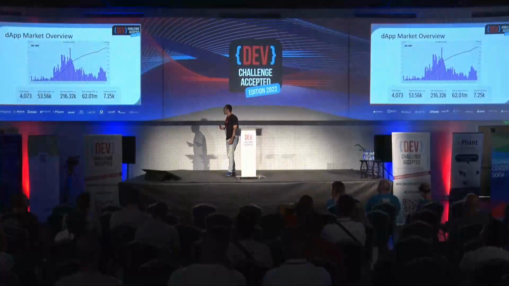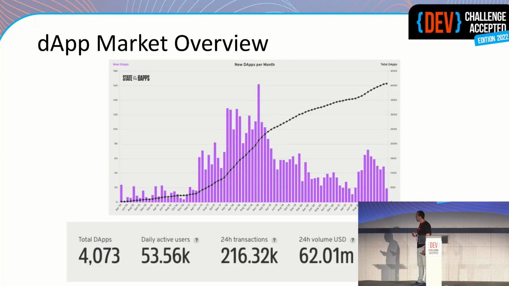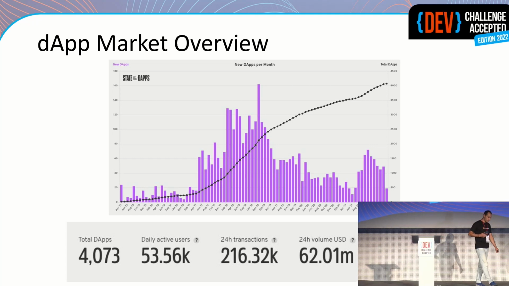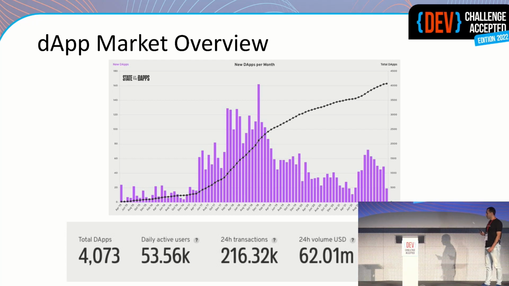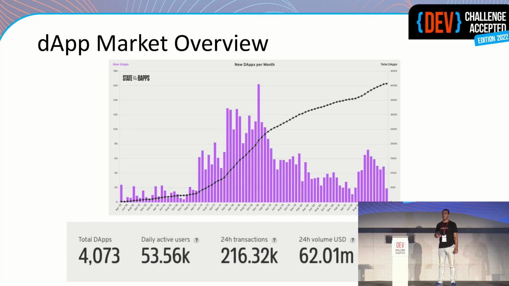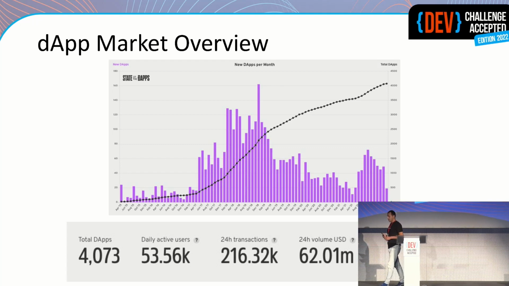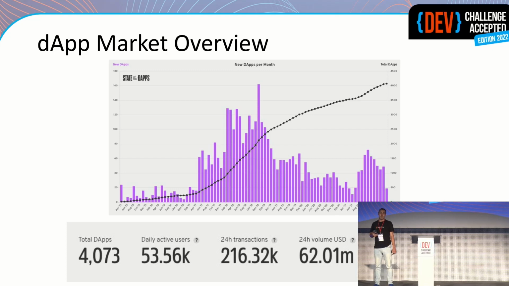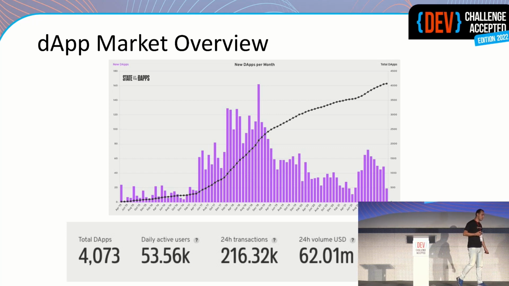Those are the new dApps by month for the last few years. And according to the dApp radar, there are currently more than 4,000 dApps operating over 25 different blockchain networks. If you take a deep dive into the dApp world, you will notice one thing. Most of them are circulating around finances and games. And you will ask why.